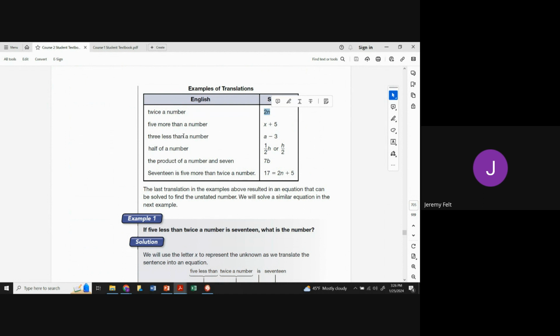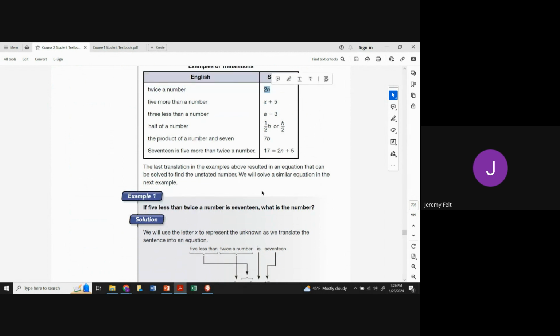3 less than a number, so that number minus 3. Half a number, that number times 1/2 or divided by 2. The product of a number and 7, and I just say 7 times a number. 17 is, so equals 5 more than twice a number. So twice a number, and then 5 more is equal to 17.